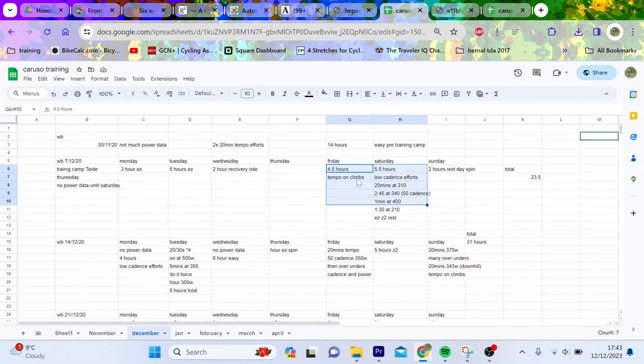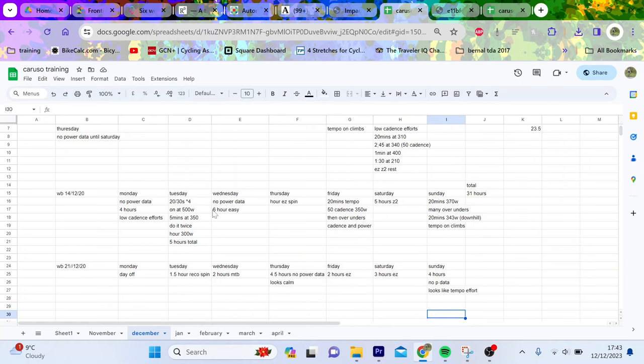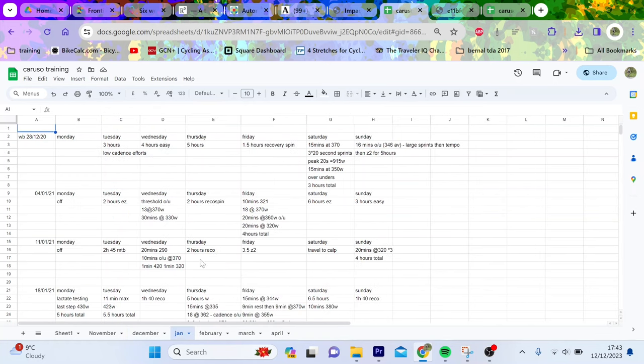And then look at this block, 4.5 tempo climbs, efforts. Again, you'll see efforts, easy, efforts. Okay, easy, efforts. But you can see in this week there's two easy days of endurance training. Obviously rest days, but that's just whatever. But you can see here there's at least 3 to 4 days of proper intensity, and that's in December.